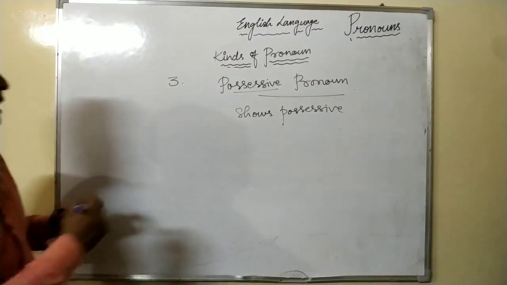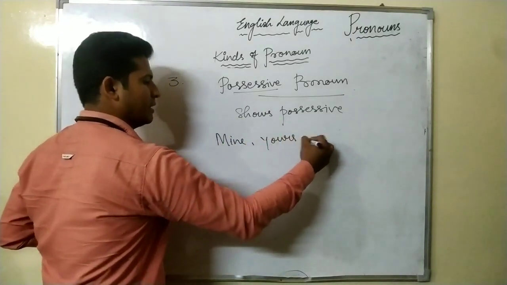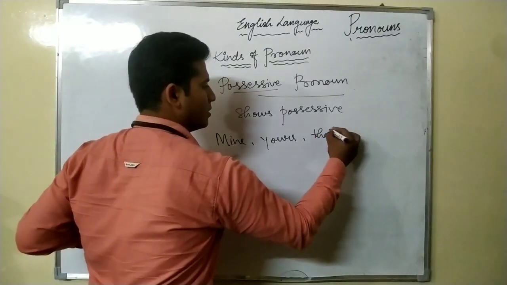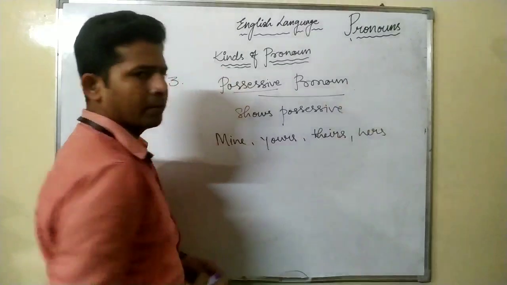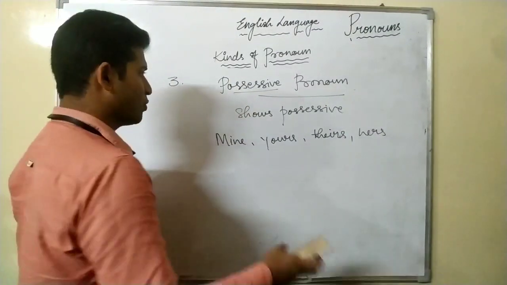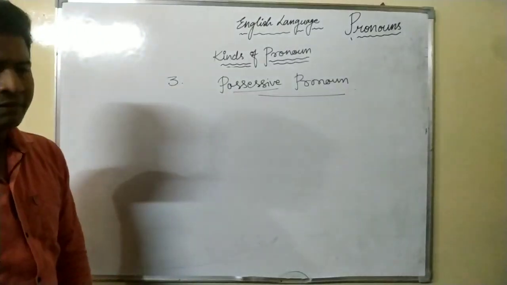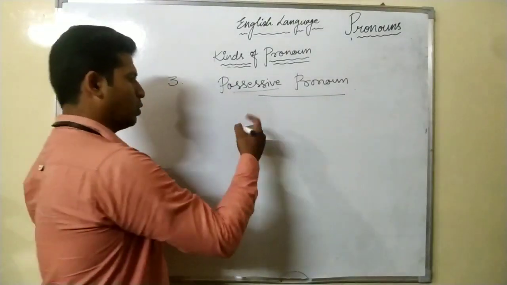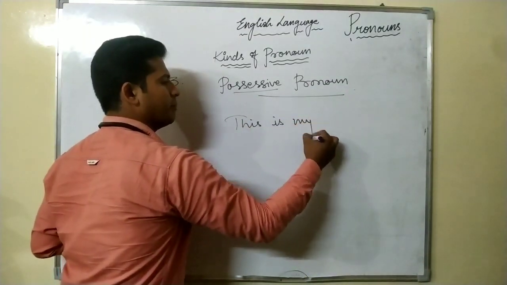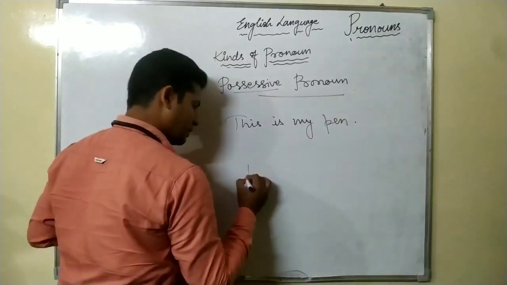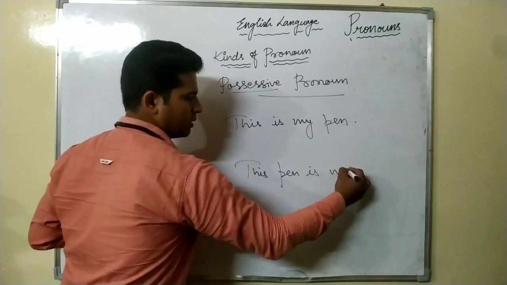Some examples are mine, yours, theirs, hers. All these are possessive pronouns. But again, as we have discussed in case of demonstrative, there is a confusion regarding adjective. Let's take the sentence one again and talk about possessive pronoun. You have, this is my pen, and the next sentence is, this pen is mine.